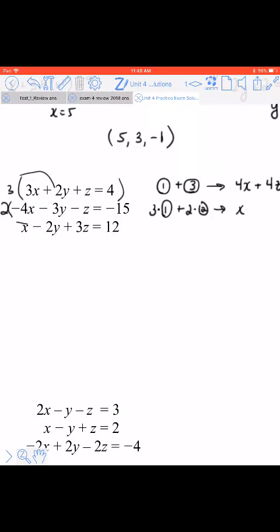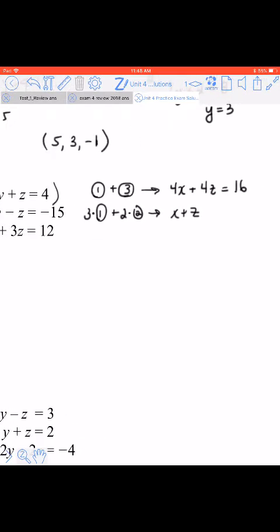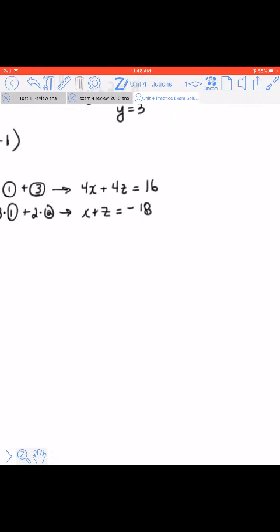Here I'm going to get a 6. There I'm going to get a negative 6. So those cancel out. Here I'm going to get a 3z. There I'm going to get a negative 2z. So that equals z. And then there I'm going to get a 12. And there I'm going to get a negative 30. So 12 and negative 30. It's negative 18. So what I need to try to do now is to solve that system of equations.